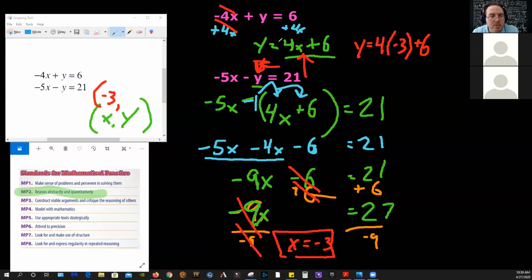Plus 6. So y equals 4x plus 6. Y equals 4 times -3 plus 6, because we found out that x is equal to -3. Perfect. That means that y would equal -12 plus 6. So y, -12 plus 6 is -6.